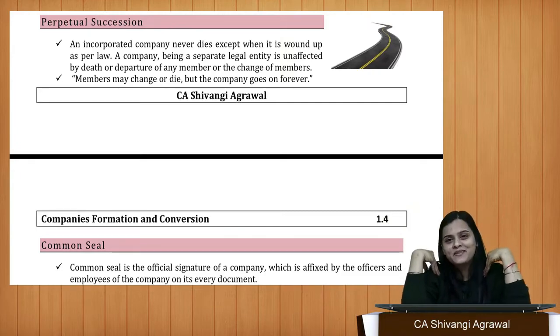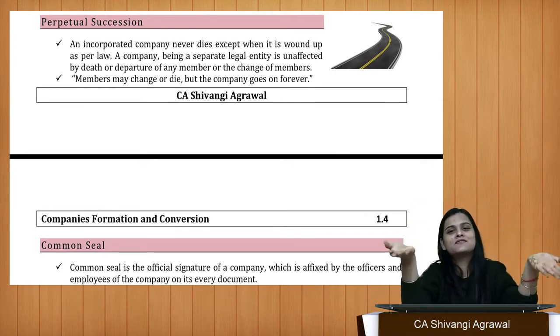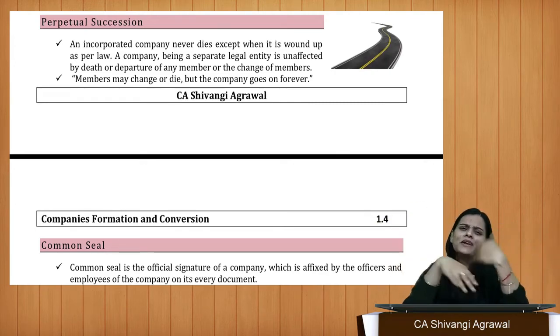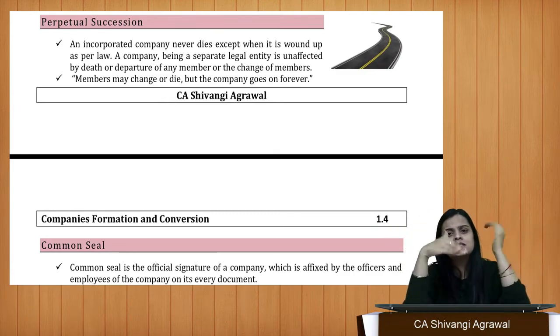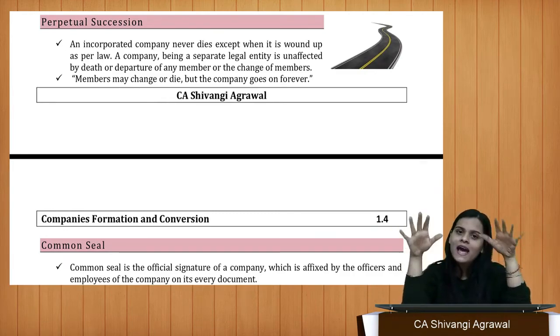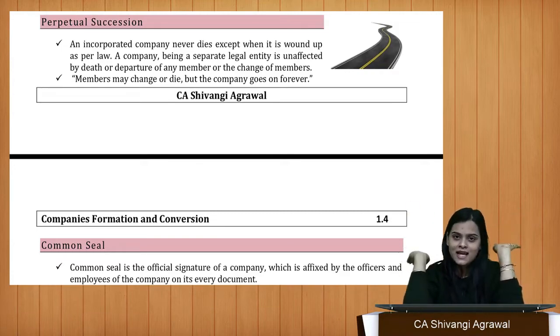We have an expiry date. Our life expectancy is 75, 70. It's quite reducing. Earlier, people used to live up to 100 years. Now it's reducing. So we have a deadline, but the company doesn't have any.